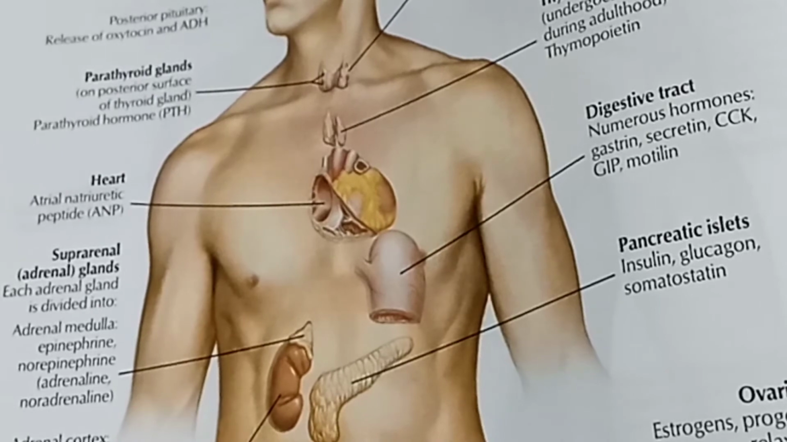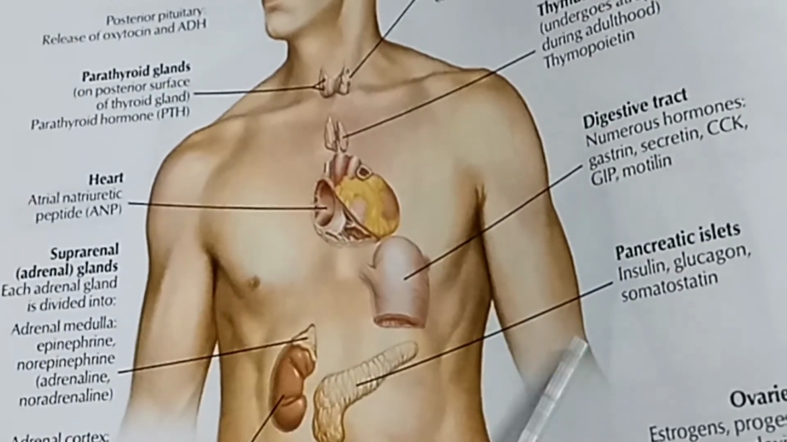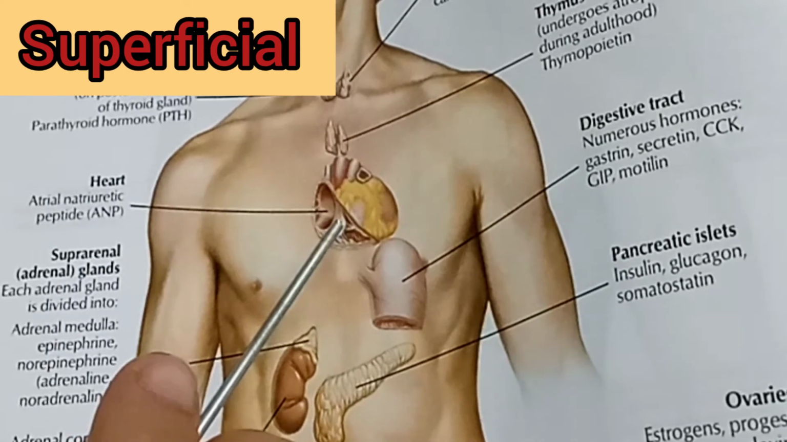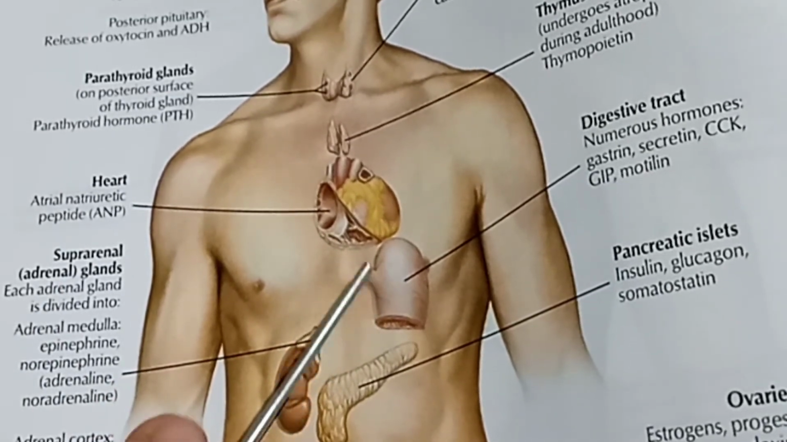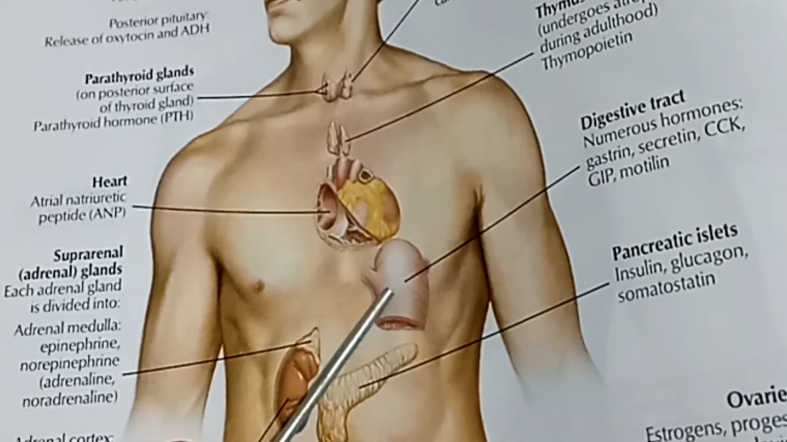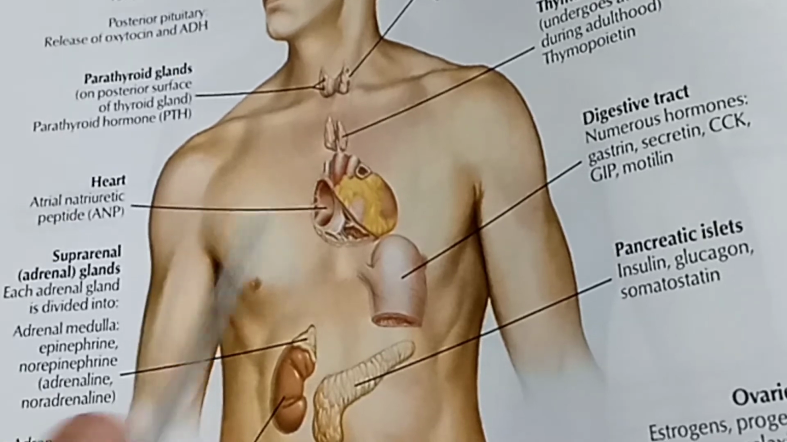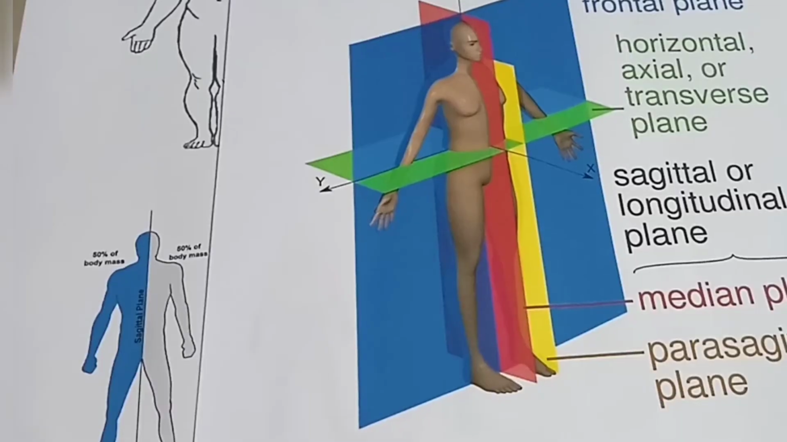The next terms are superficial and deep. For example, you have the skin at the surface of your body. It is described with the word superficial, while the organs which lie inside the body at the depths of the body are described with the word deep. So superficial means at the surface, while deep means inside the body, at the depths of the body.